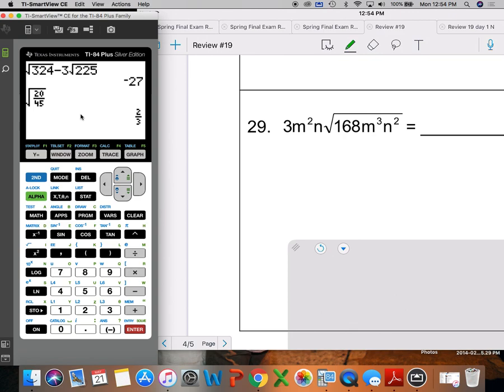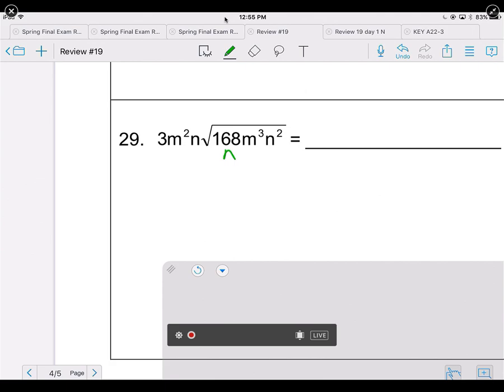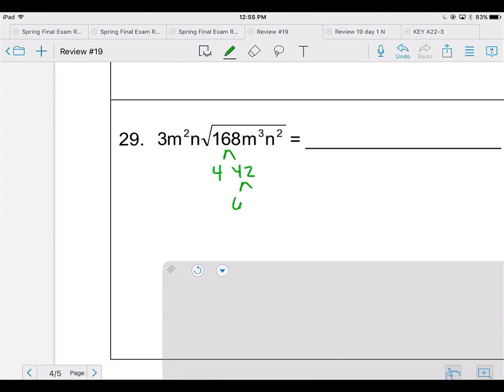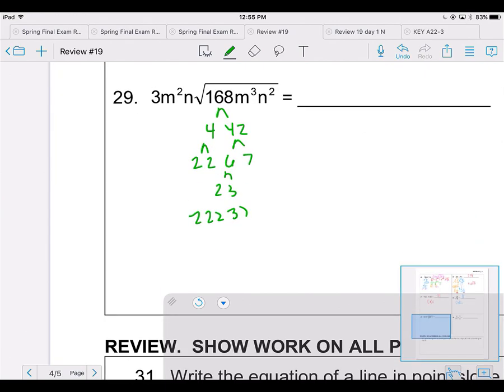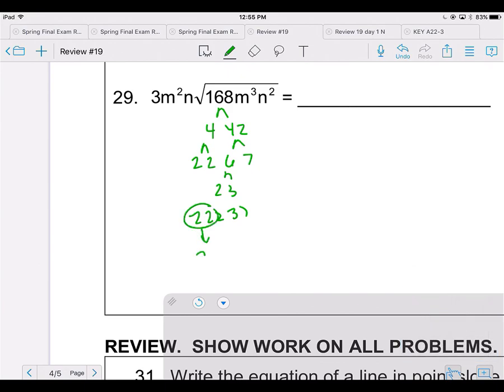The square root of 168 does not work out nicely, so we have to break it up. We can break it up into 4 and 42. 42 is 6 and 7. 4 is 2 and 2. 6 is 2 and 3. So we have 2, 2, 2, 3, 7. So we can take out a set of 2's. Inside we have 2, 3, and 7 for 42. I know it looks weird because with 42 we feel like we should be able to take out more, but we can't because we can only take out pairs.